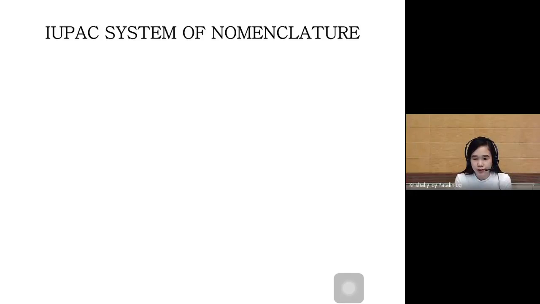Okay, for this afternoon, we will begin discussing another chapter of topic in organic chemistry. In particular, for today, you will learn how to name organic compounds. So we will start, of course, with the simplest family of organic molecules, and these are the alkanes, particularly the branch chain alkanes.